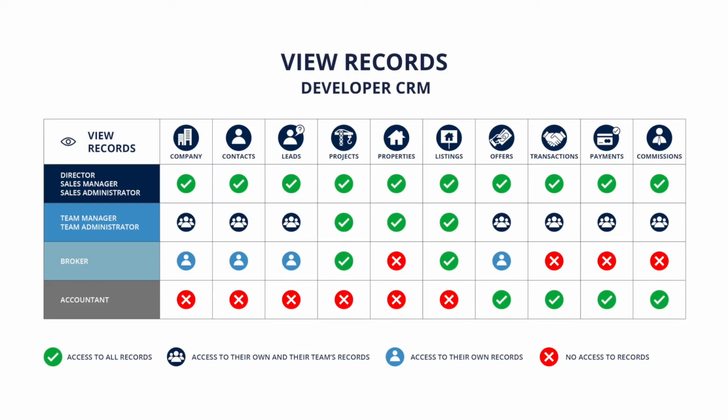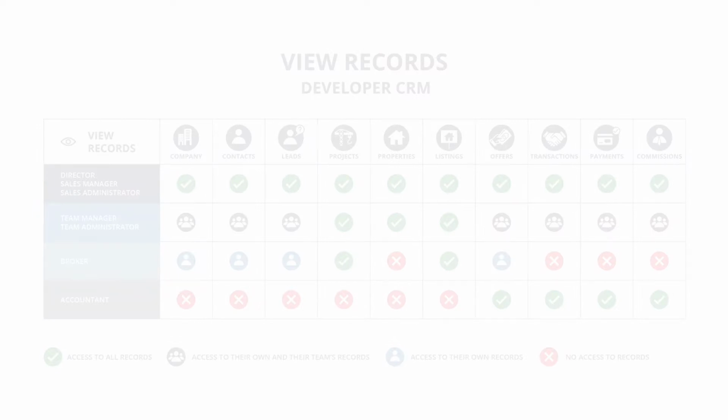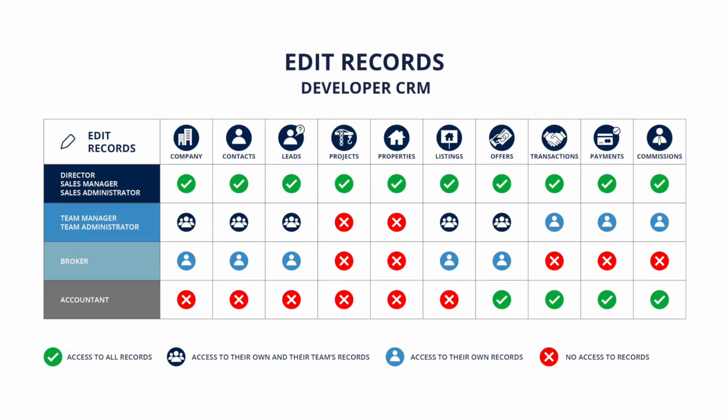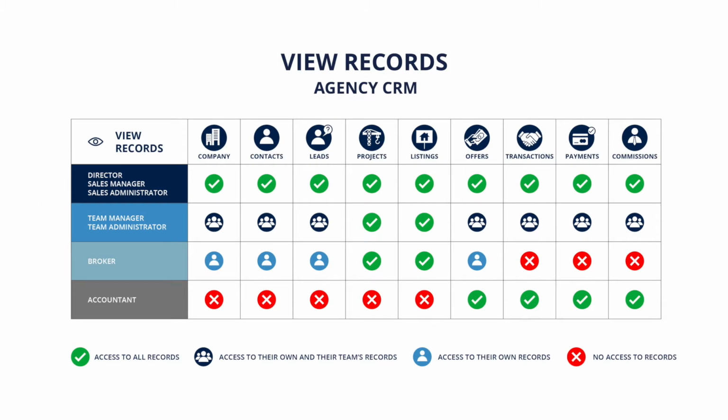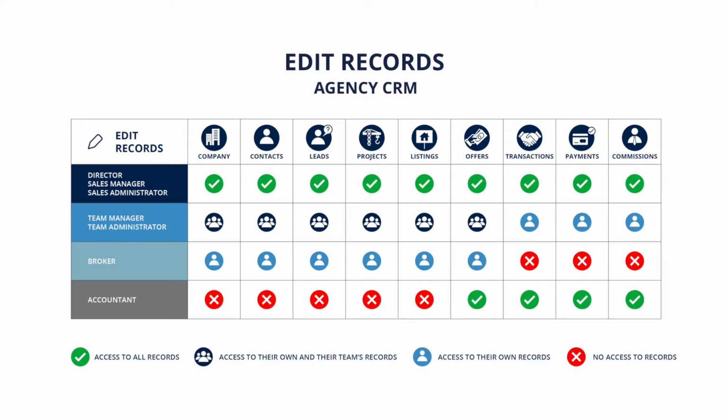All profiles have view and edit access for records owned by them. Team managers and administrators also have view and edit access to all records owned by members assigned to their team. The top level of profile for directors, sales manager, and the sales administrator have access to view and edit all records in the CRM.